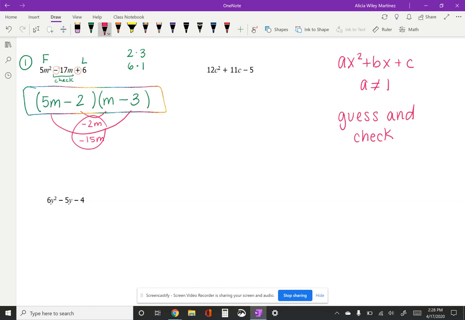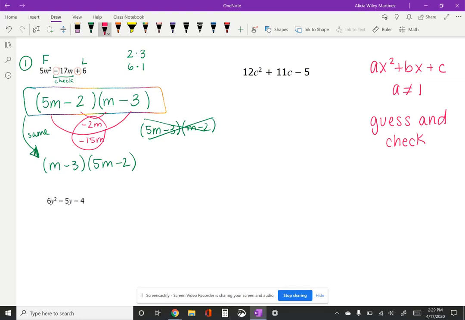Remember that the order of the parentheses does not matter. You could have the answer of m minus 3 times 5m minus 2, and that would also be a correct answer. It's the same exact product. Okay? What is not the same would be something like this: 5m minus 3 times m minus 2. This is not the same. You would not get this trinomial as the product of this problem here. Okay, let's take a look at this next problem.